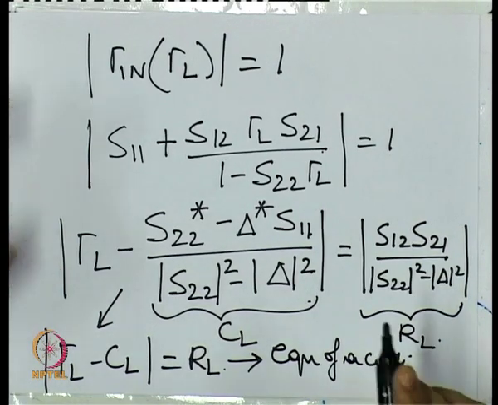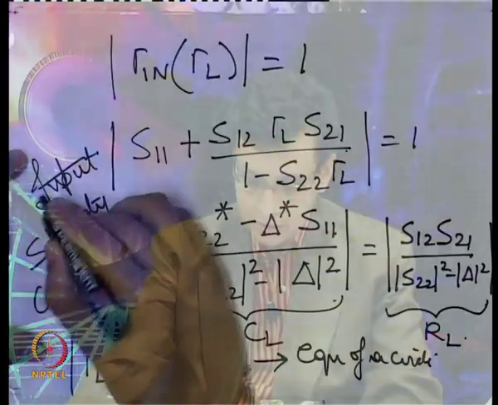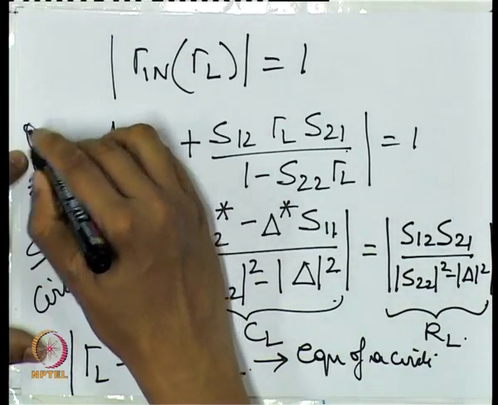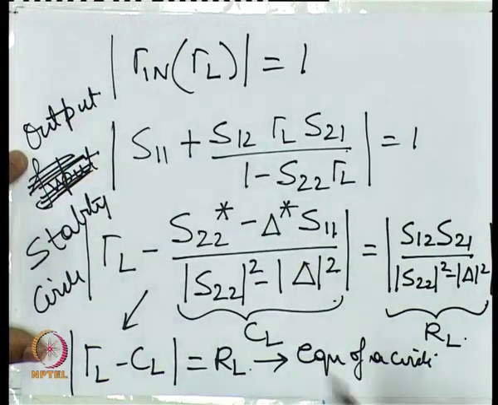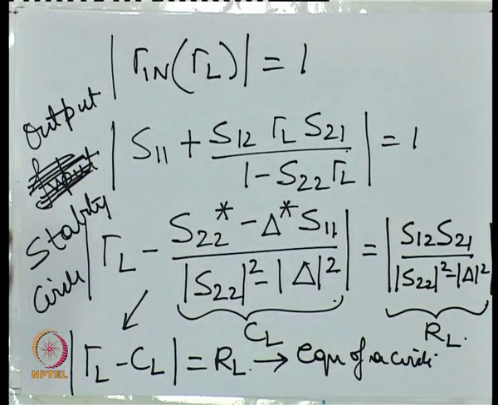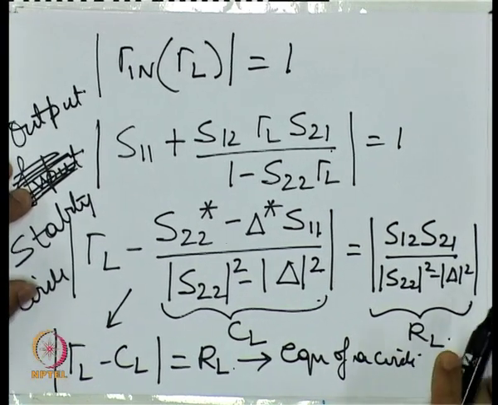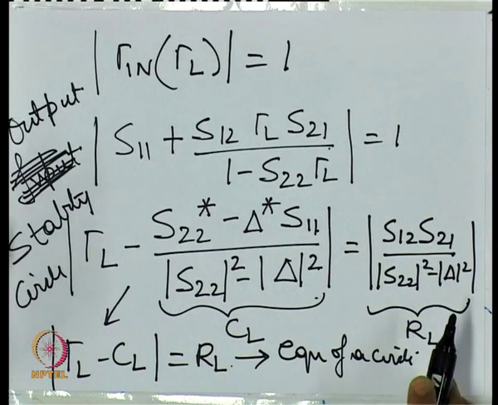So in other words, that boundary between unconditional stability and a potentially unstable circuit is a circle. This circle is also known as the output stability circle. It is called the output stability circle because the circle is dependent on gamma L, which is the impedance connected to the output of the amplifier.